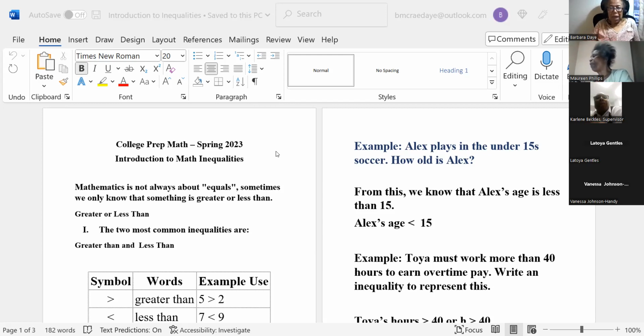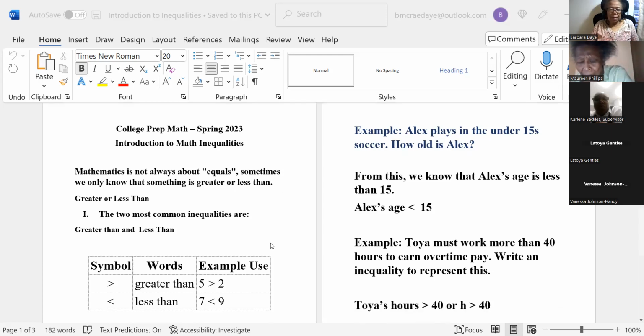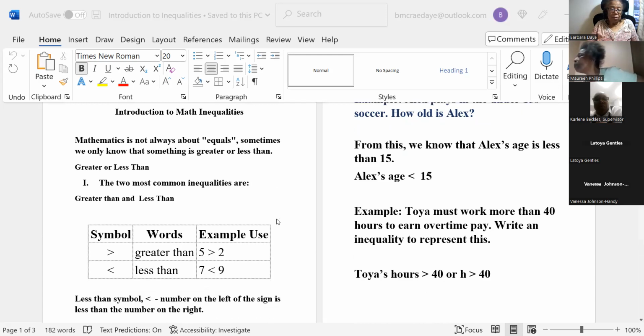Okay, we're looking at math inequalities. We know what equals are. We know when two quantities are equal, but we want to know when they are not equal. We will be looking at four different inequalities: greater than, less than, greater than or equal, or less than or equal. The two most common ones are greater than and less than. Today we'll be looking at greater than and less than, and later we'll look at greater than or equal, less than or equal.